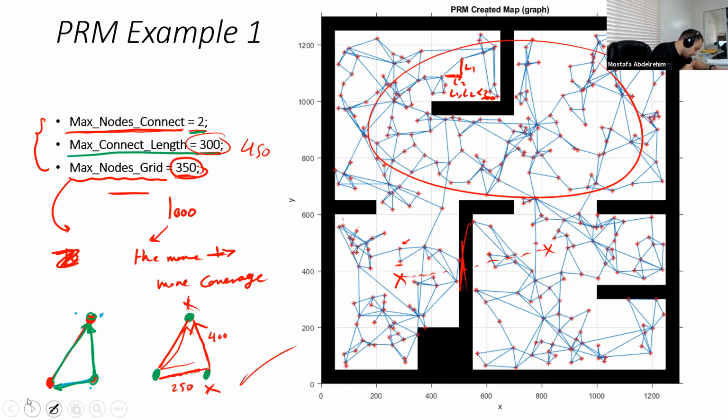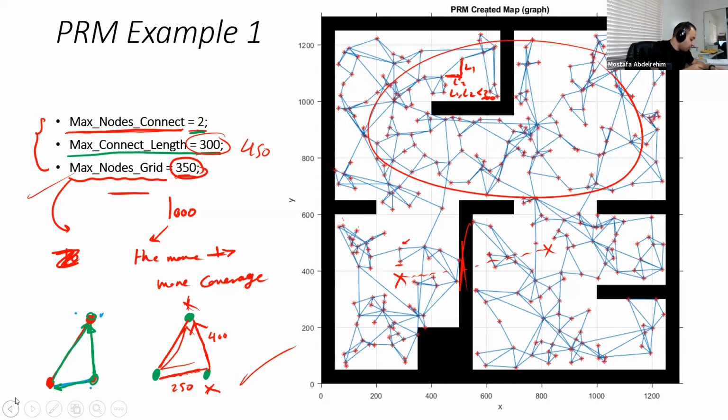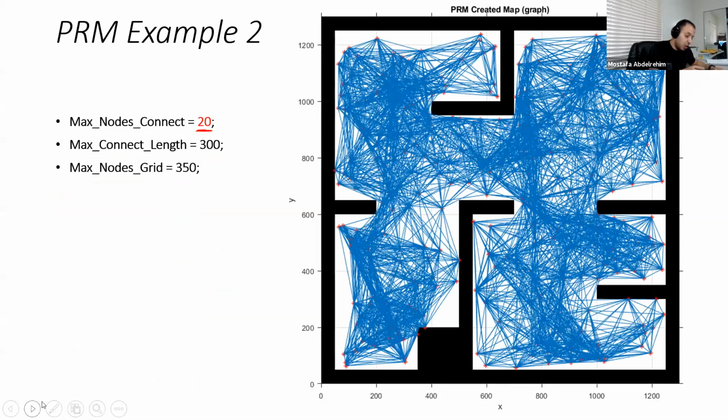So let's see what happens if we increase each one of those. This is example 2. I just made the connectivity 20. In the beginning, any node could connect only to a maximum of 2 nodes. Now it can connect to 20. Look at the map. You have more coverage, and probably you will get shorter path lengths. But again, the problem will be the memory, because you have many edges now in the graph, and all these edges or connectivity should be stored in some array in your algorithm.